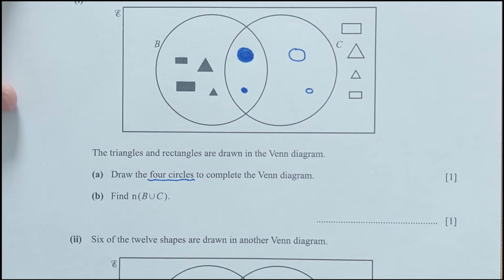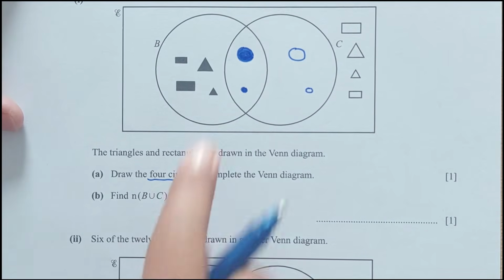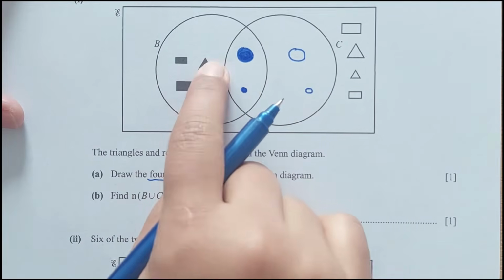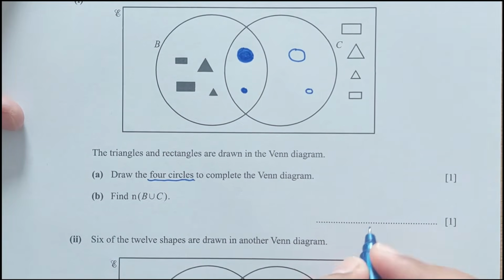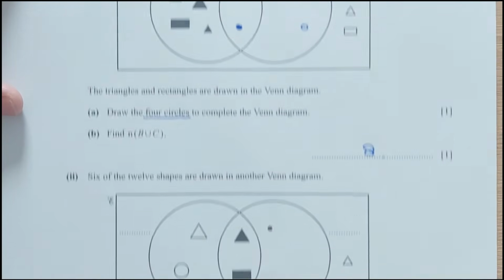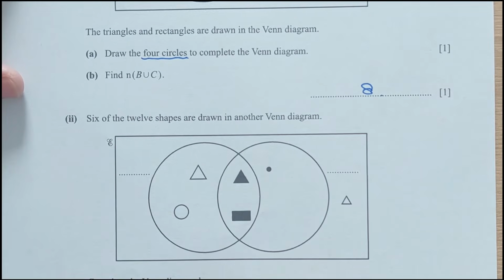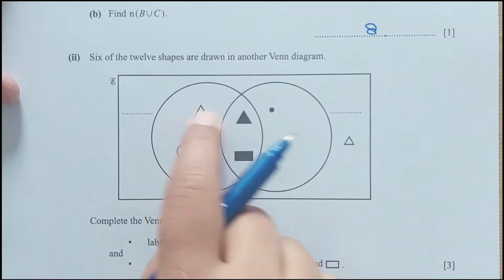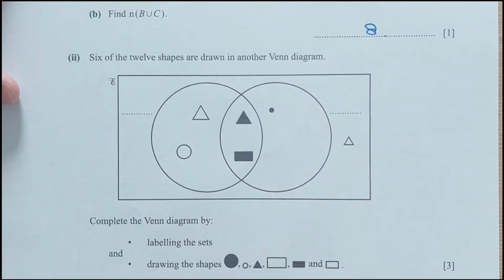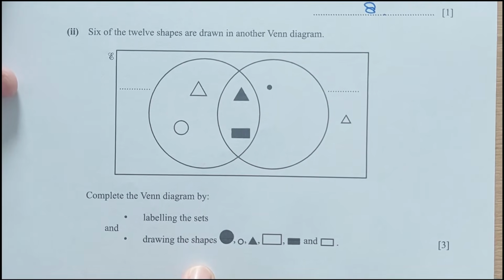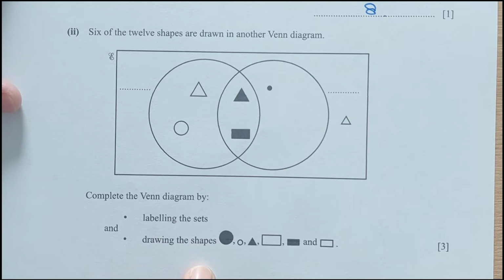Now for part B, find the number of B union C. This is B and this is C. The union is 1, 2, 3, 4, 5, 6, 7, 8. The total number is 8. Now for the second part, 6 of the 12 shapes are drawn in another Venn diagram, right? 1, 2, 3, 4, 5, 6 out of 12. The total is 12. Complete the Venn diagram by labeling the sets.